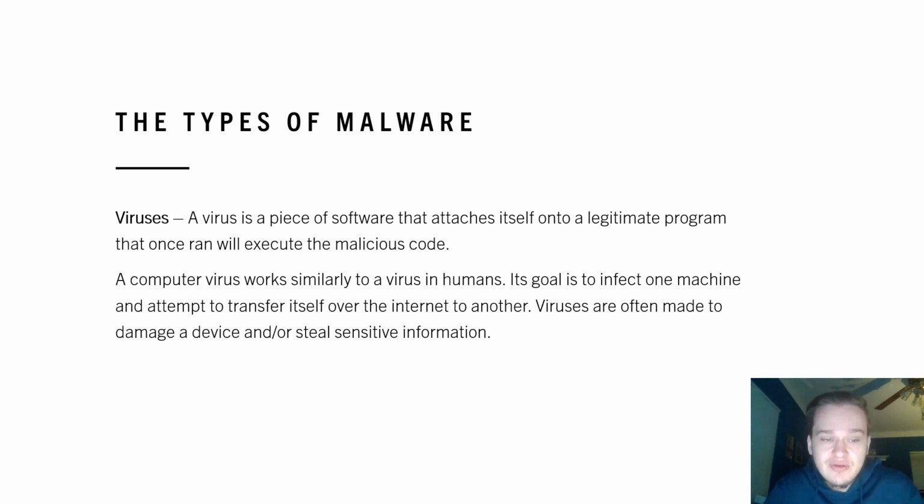So, the types of malware. First we're going to be talking about viruses. A virus is a piece of software that attaches itself onto a legitimate program. An example of this would be, say you got an email from some scammer, and he gave you a Microsoft Word or Excel file that had a virus attached to it. Whenever you open up that file, it will run the malicious code on your computer.